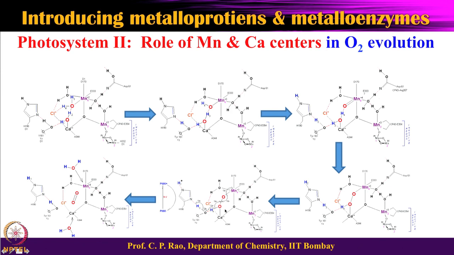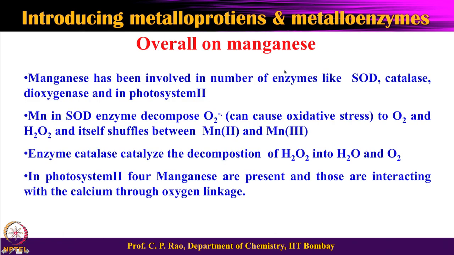If you start breaking this one, then you will get 1 electron from here, 1 electron from here, O2, then the O2 has come and the O2 is released. When the O2 is released, it will go back to the normal state. So, we could see very nicely how 2 water molecules give O2.